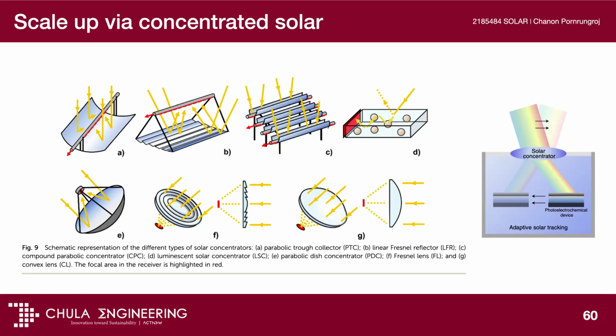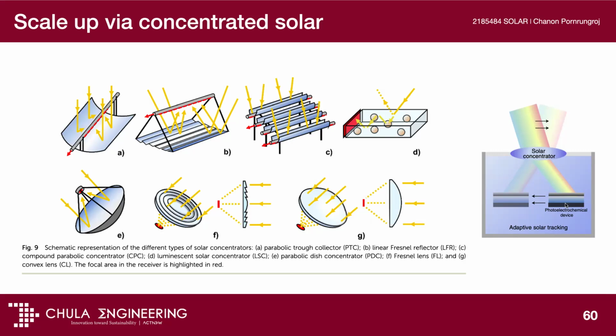But if you want to get the most out of the concentration, you need to have an adaptive concentrator that moves with the sun. And that's what I draw here. So the solar concentrator needs to move, or your material or your device needs to move, to get the best amount of light coming to your sample.